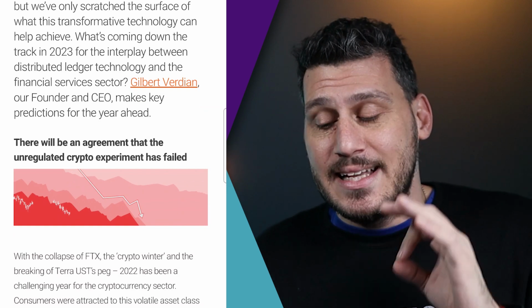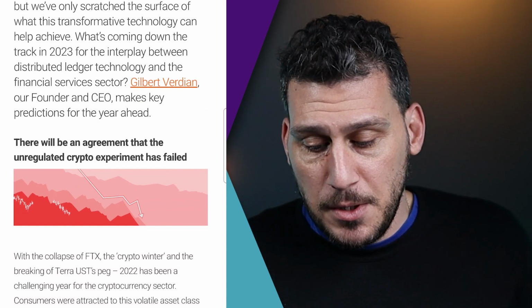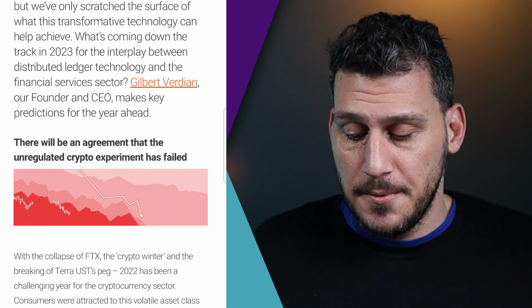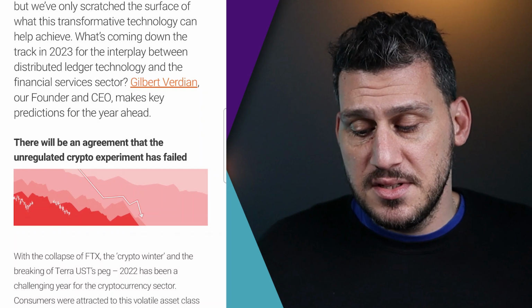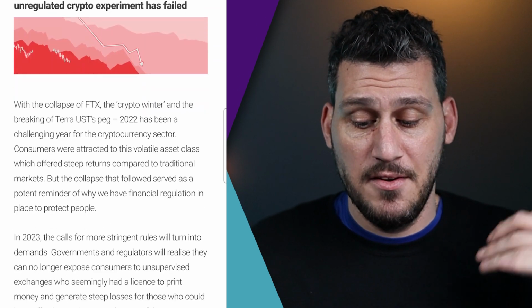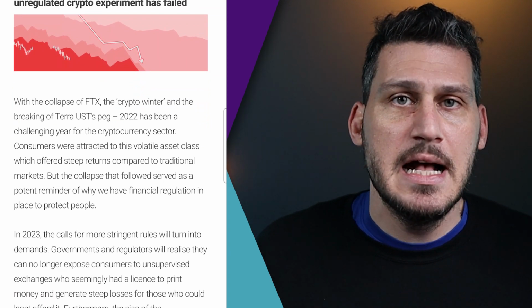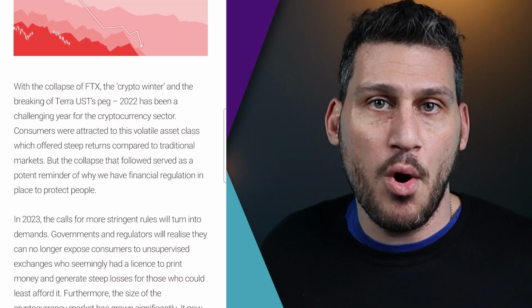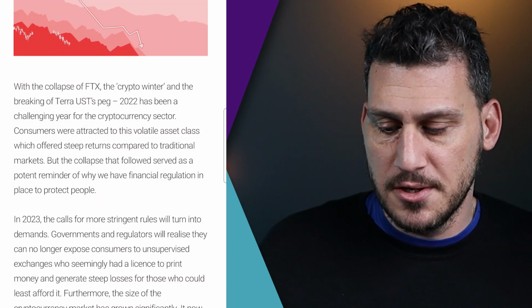What's coming down track in 2023 for the interplay between distributed ledger technology and the financial system sector? Gilbert Verdian, our founder and CEO, makes key predictions for the year ahead. There's only around 4 topics. The first one is there will be an agreement that unregulated crypto experiments has failed. So in the future, there will be more regulations when it comes to cryptocurrency. I don't think that anybody can argue against this. I'm going to leave you a copy of this article down below. I don't want to make this boring and just read you word for word what the article is saying.